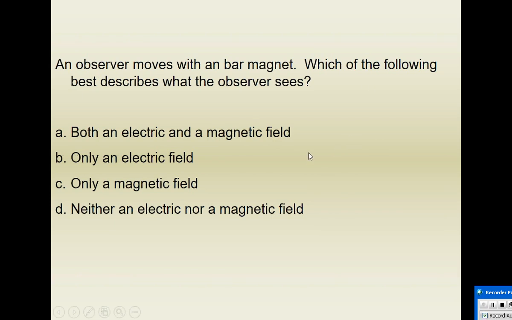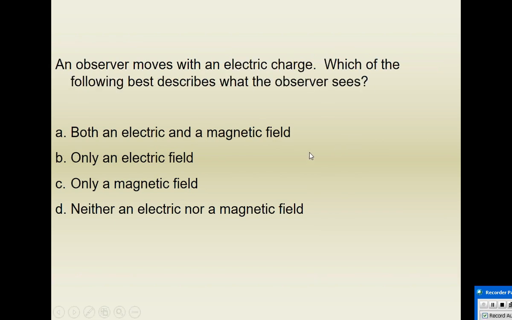And then ask the same question, but now you, the observer, are moving around with an electric charge in your hand instead of a bar magnet. So it's otherwise the same situation. So moving around with an electric charge in your hand, what do you sense? Both an electric and a magnetic field, only an electric field, only a magnetic field, or neither?